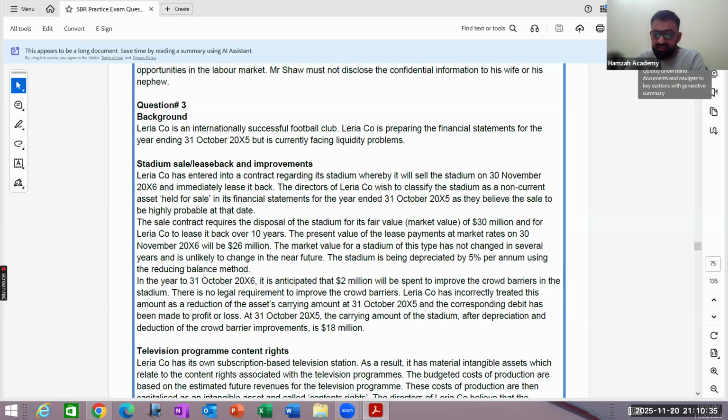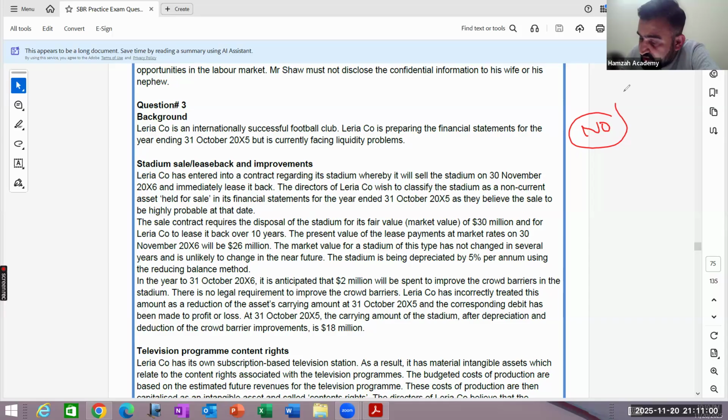Can the director classify the stadium as held for sale? Dear student, the answer is no. It's not a held for sale non-current asset. The stadium cannot be classified as a held for sale asset. Now, what are the reasons?